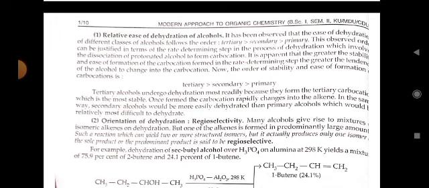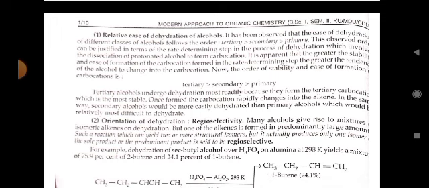Tertiary alcohols undergo dehydration most readily because they form the tertiary carbocation, which is the most stable. Once formed, the carbocation readily changes into alkenes. In the same way, secondary alcohol would be more easily dehydrated than the primary alcohol, which would be relatively most difficult to dehydrate. Orientation of dehydration: regioselectivity.